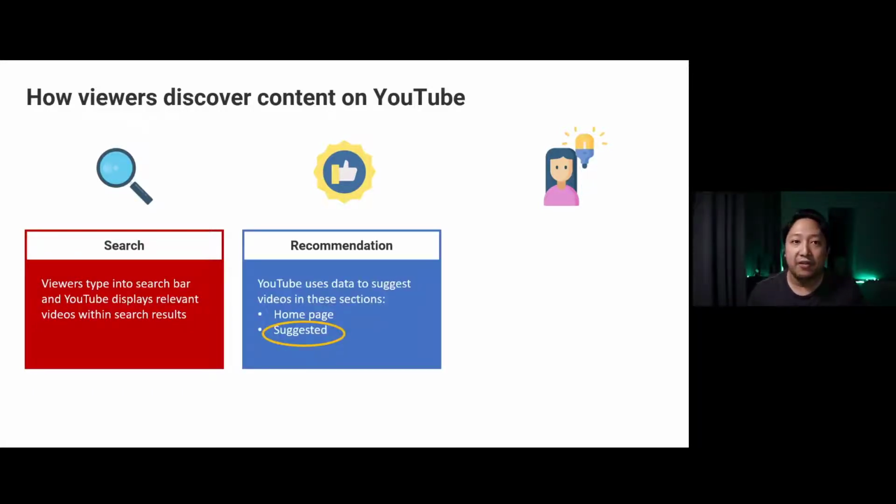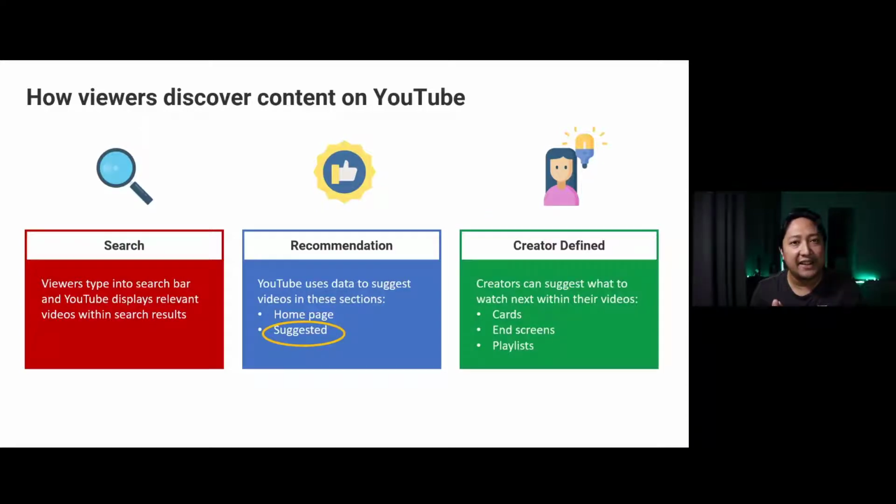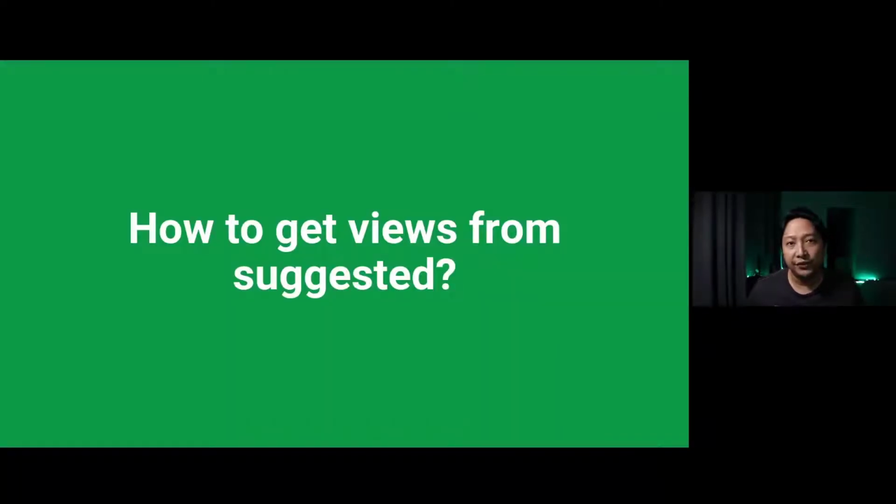And then we have the recommendation section. This is where YouTube uses data to suggest videos in either the homepage or the suggested video section. Finally, there's also the creator defined, where as a creator, you can suggest what type of content the viewers should watch next. And you can use cards, end screens, and playlists as part of this method. But as I mentioned before, the focus for this video will be on suggested itself. So how do you get views from suggested?